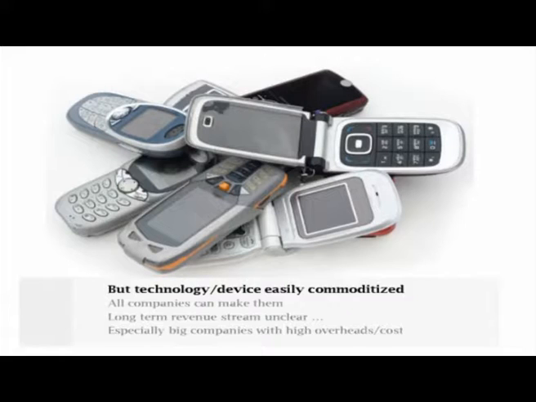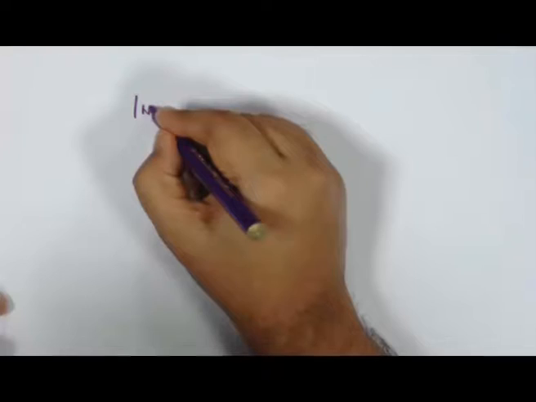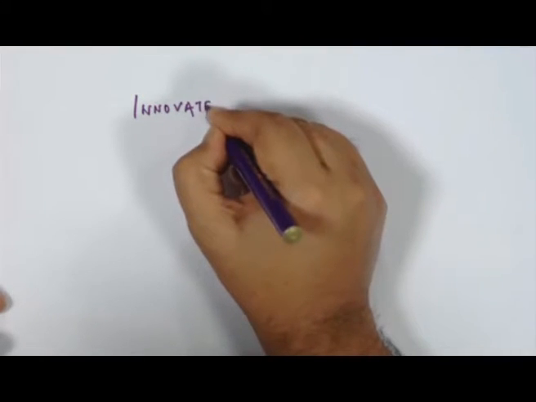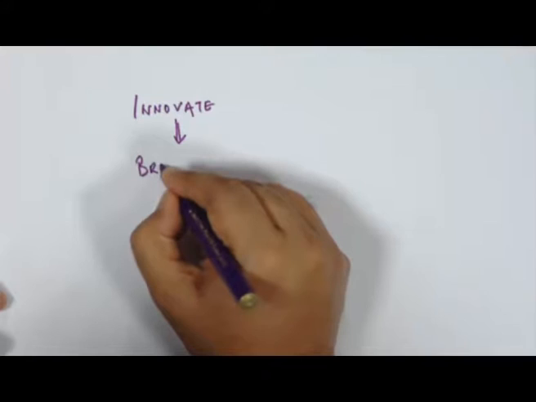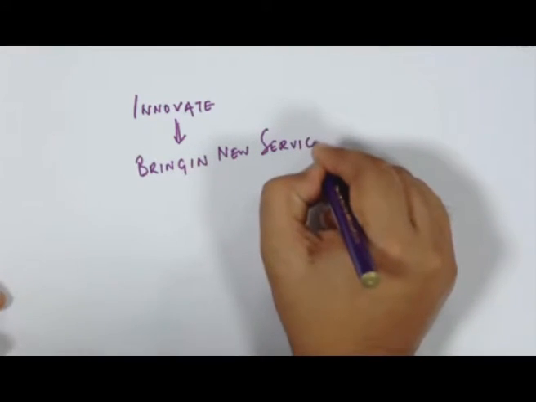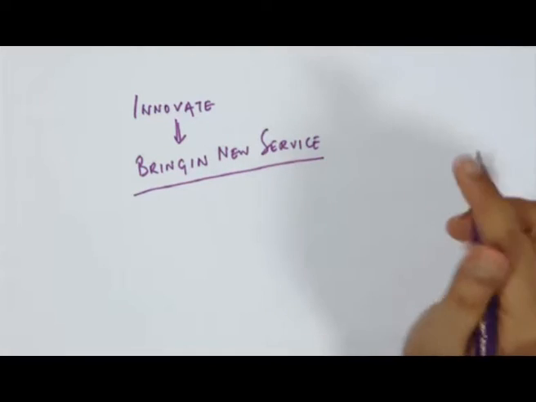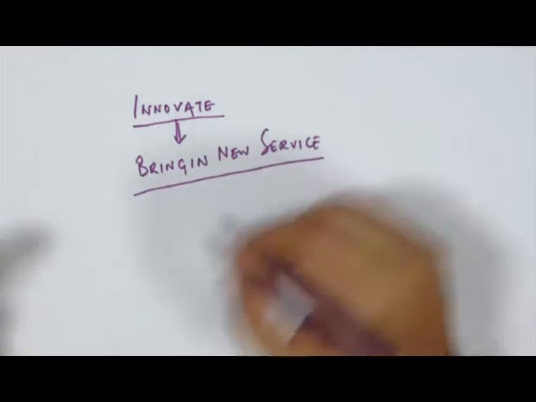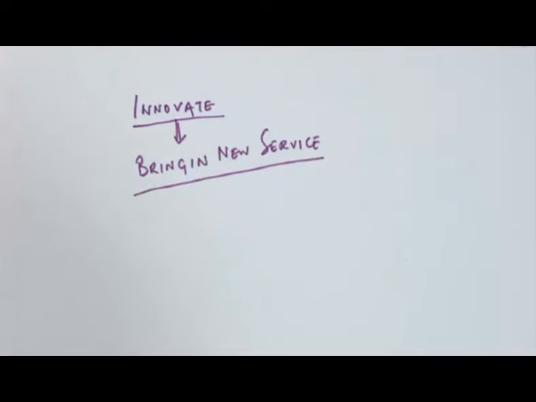Especially for big companies with high overhead cost. As soon as a technology is established, this is the dilemma of technology: a good technology comes, but companies cannot have profit out of it for the long term. So what do companies have to do then? The companies have to constantly innovate. What does innovate mean? Bring in new services. You have to continuously innovate, bring in new services to really benefit from the base technology.